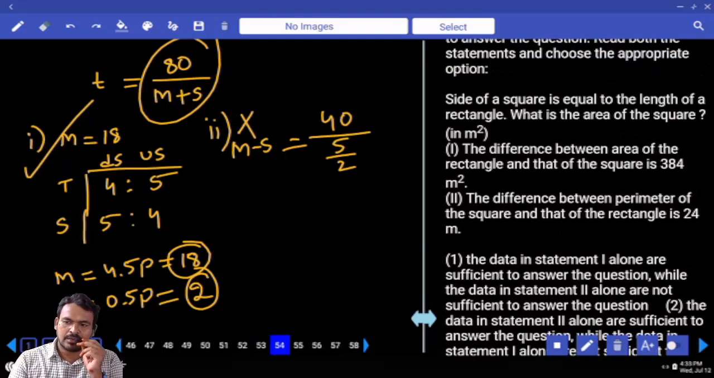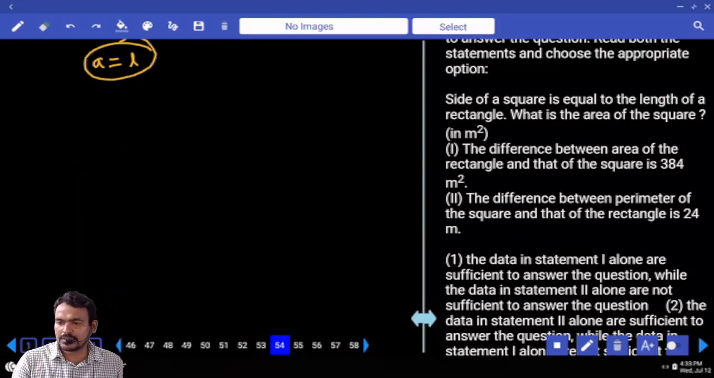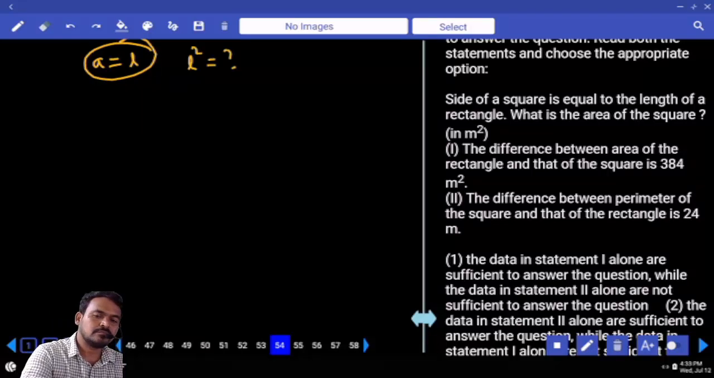The side of a square is equal to the length of a rectangle. That means A equals L. And what is the area of a square? We require the A square value, but here A means L, so we require the L square value. Yes or no?